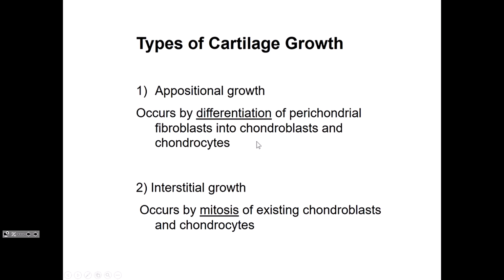Most of the time you're getting differentiation of this fibroblast-like cell into a chondroblast. In a few locations where you don't have a perichondrium, you get interstitial growth, which is mitosis of pre-existing chondroblasts and chondrocytes. We'll revisit that. But it's pretty straightforward. One's differentiation, the other is mitosis.